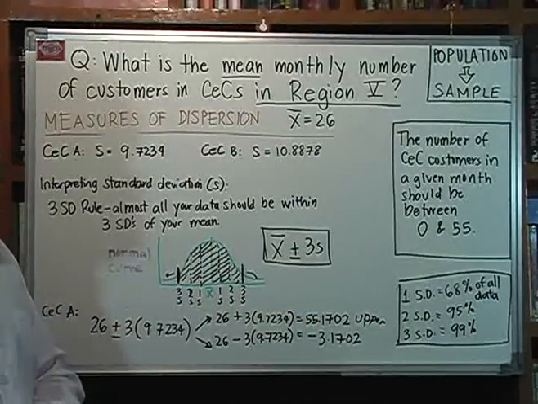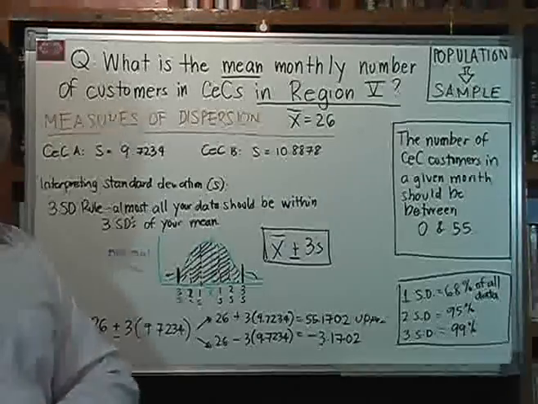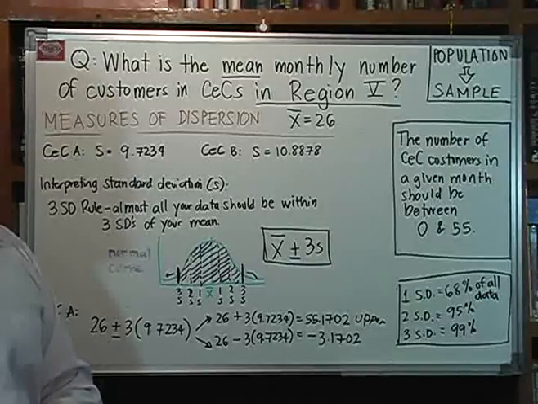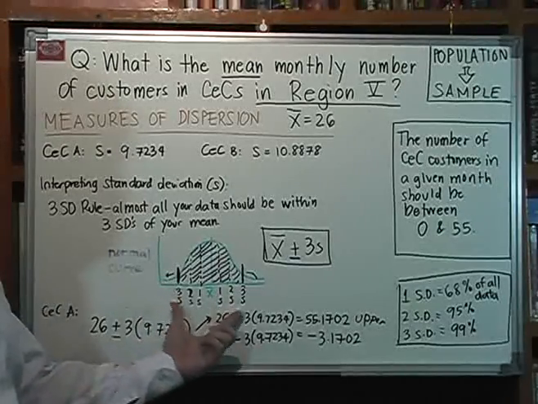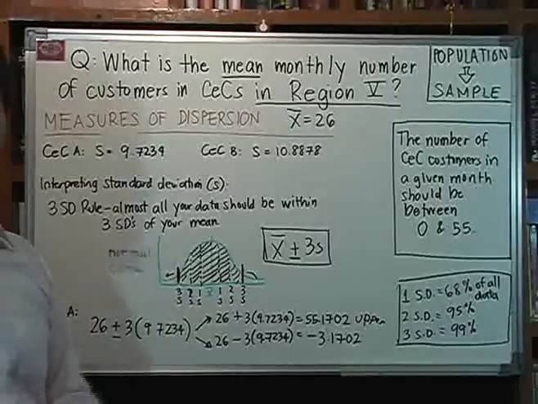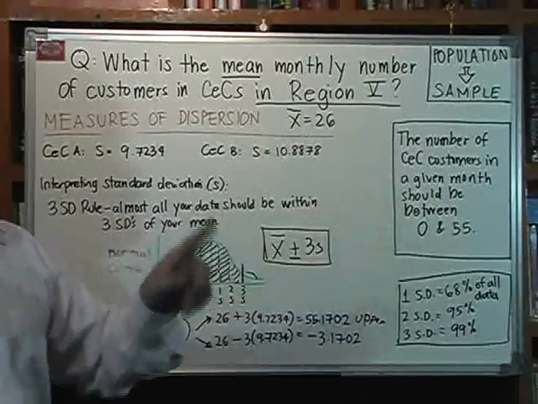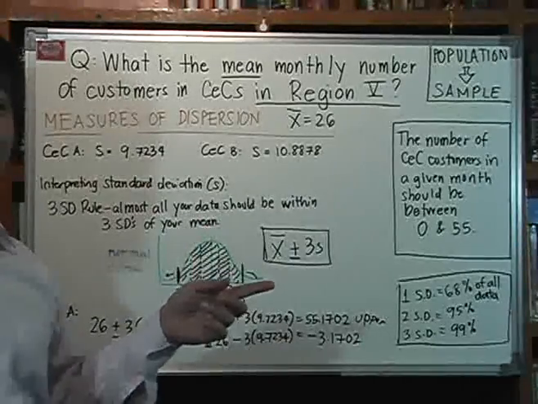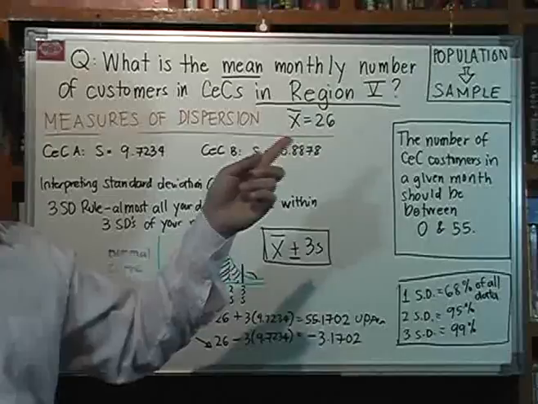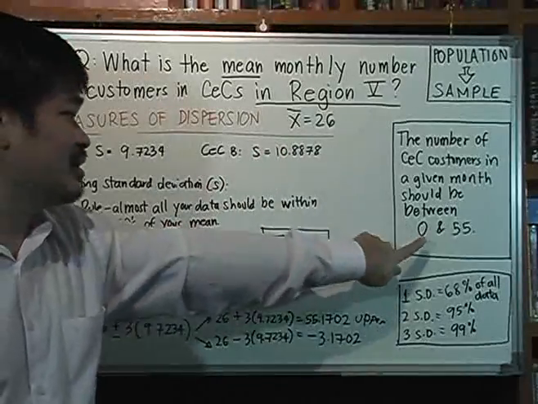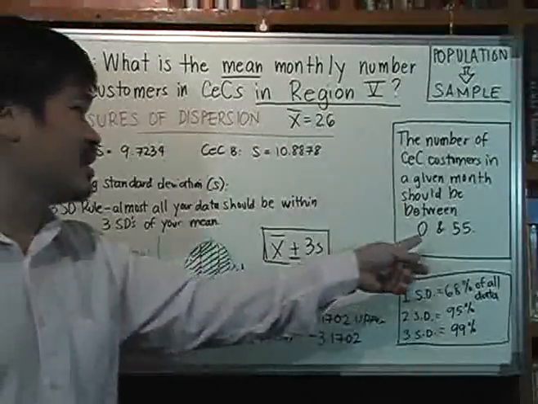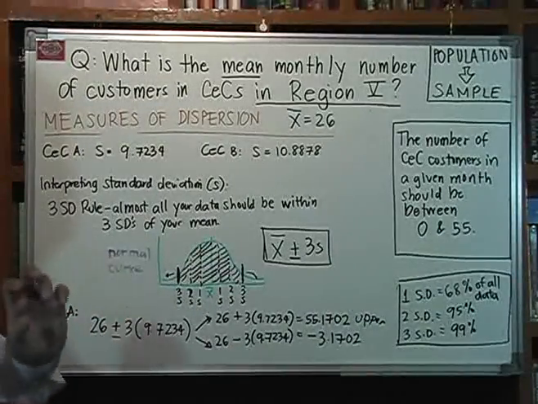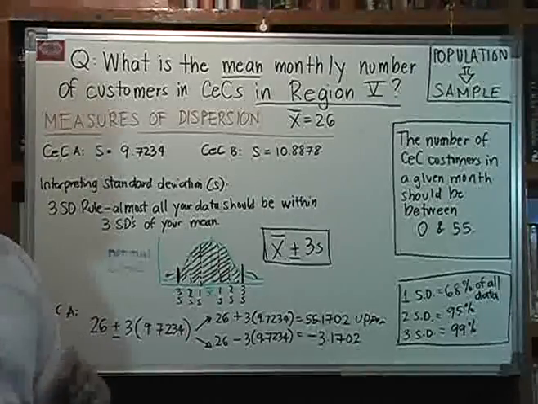At least statistically speaking, it means that if, for example, in one CEC in 1 month you have had 75, you have to really investigate. That does not fall under the normal curve in our region. You have to investigate why there were 75 CEC customers in that month. Maybe that CEC did something really different. On the other end, you don't have to worry because it's 0. So that is one way of interpreting standard deviation as a measure of dispersion.